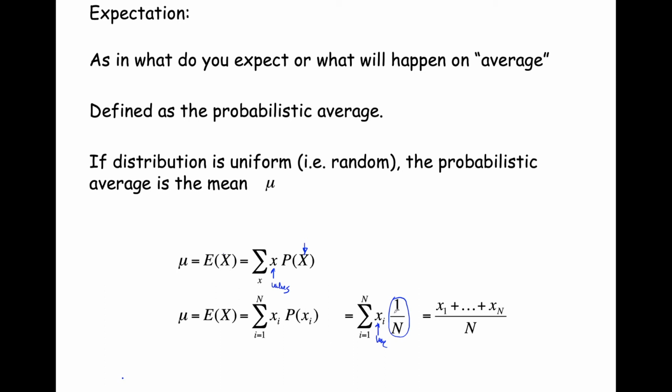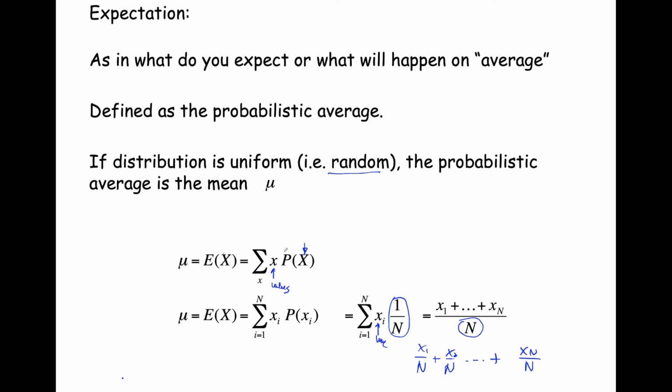So if we do that sum, well, we have x1 times 1 over n, plus x2 times 1 over n, dot, dot, dot, plus xn times 1 over n. That's just the sum divided by the number of observations. That is the average. And so the average is nothing more than the probabilistic average or the weighted sum when the probability is such that your system, your observations are random, equally likely probability.